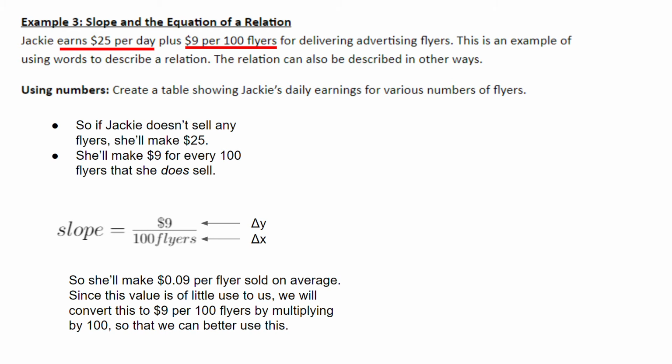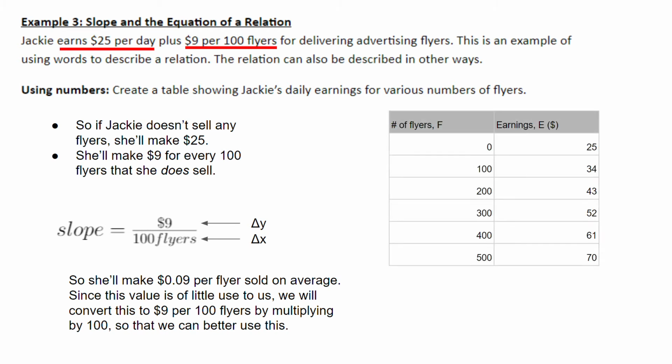Now, since this value is of little use to us, because we're calculating $9 per 100 flyers, we will multiply this by 100 so that we can convert it to $9 per 100 flyers. And now, this $9 per 100 flyers, we can better use. So, we can now make our table. We go from 0, and we start at 25, and then 100, 200, 300, 400, 500. And then we see that each time we add 100 flyers sold, her earnings go up by $9, like this.